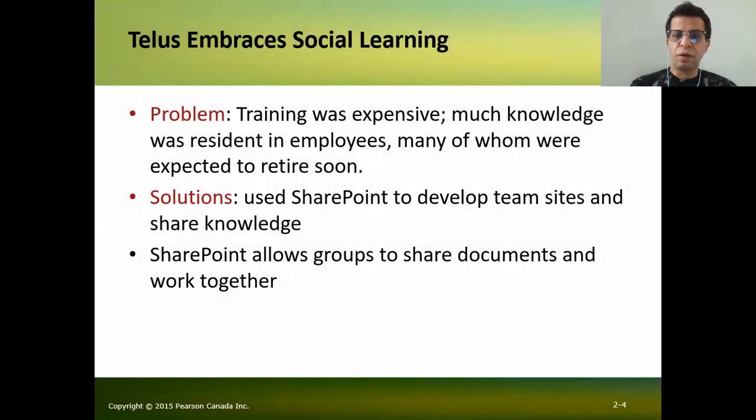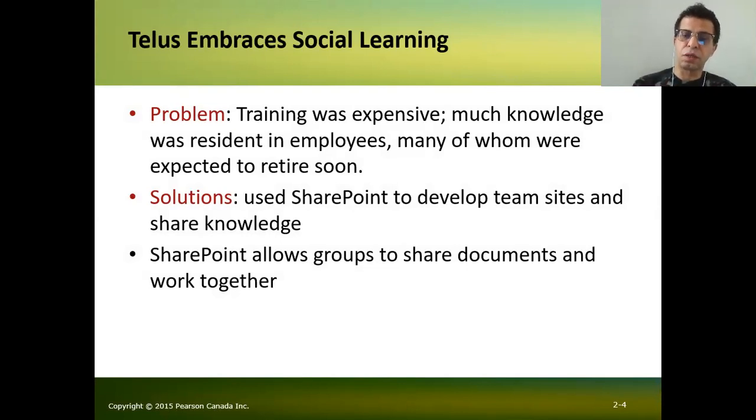Here we're talking about a problem, and we ran into this problem many times. We had bosses, or somebody with a good contact, going to get trained, and they're not passing on the training because when they come back, they're so busy with their other work. So the problem with training was that it was expensive, and much knowledge was resident in the employees, many of whom were expected to retire soon.